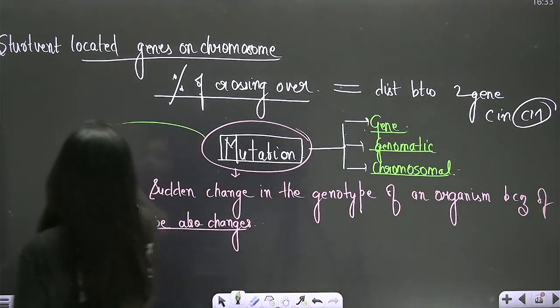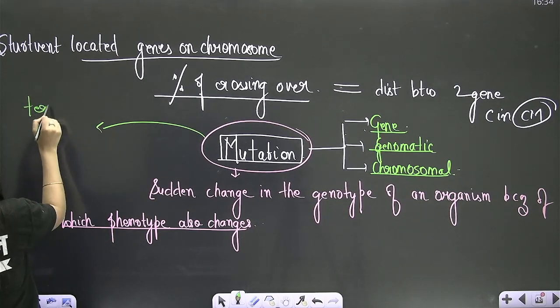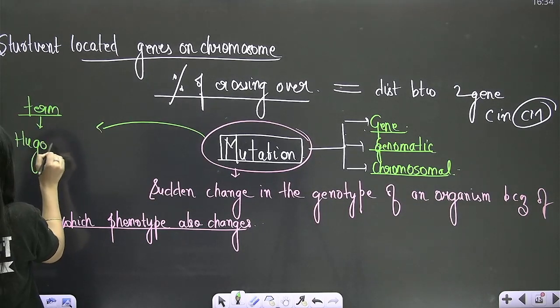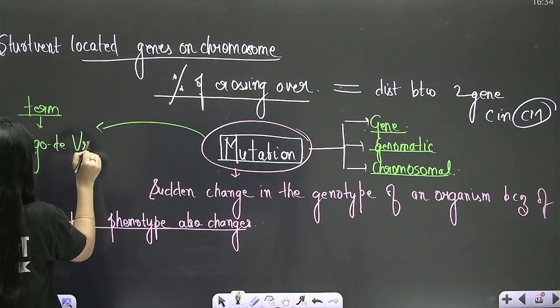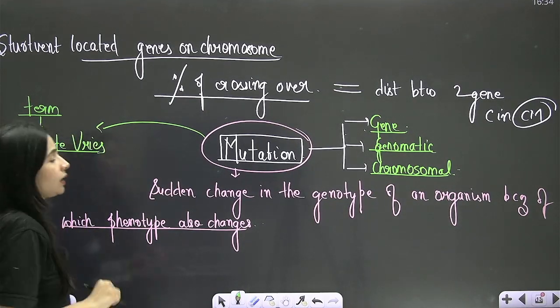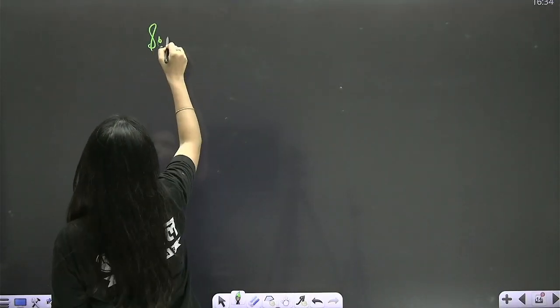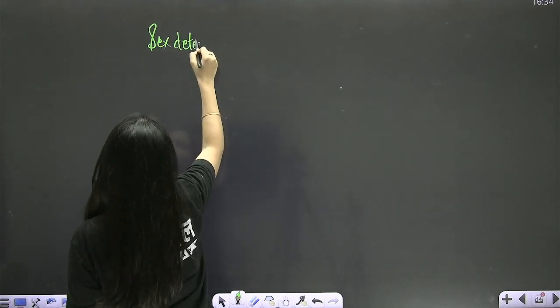Now, the term mutation was given by Hugo de Vries, right? Now, moving towards the next very important topic, that is sex determination, which was proposed by Henking.